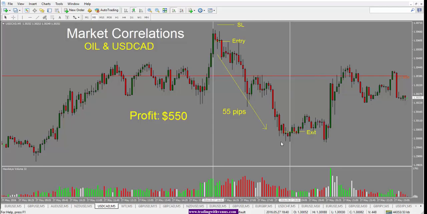You can look at your US dollar CAD as well as the oil chart, keep them side by side. They are inversely correlated, which means when oil goes up, US dollar CAD will go down, and when oil goes down, US dollar CAD will go up. In this trade, there was 55 pips of profit, or $550 on one standard lot.